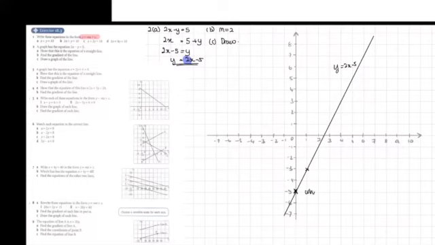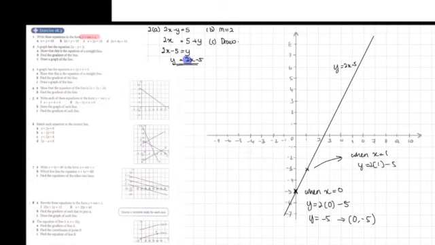When x = 0, y = 2 times 0 minus 5. y = -5. So this gives me my coordinate (0, -5). Next one here, when x equals 1, y = 2 times 1 minus 5. y = 2 - 5. And that's it.